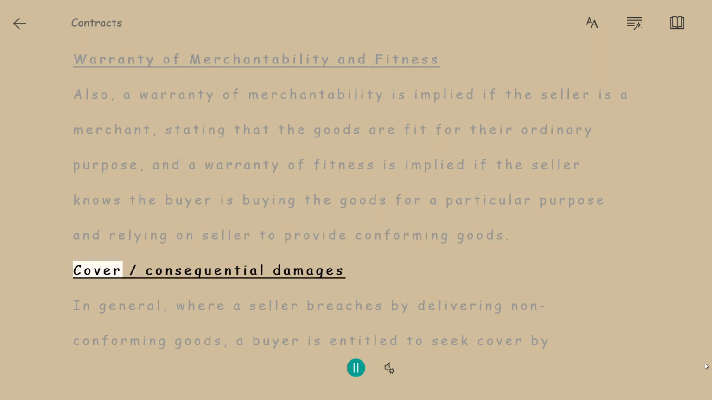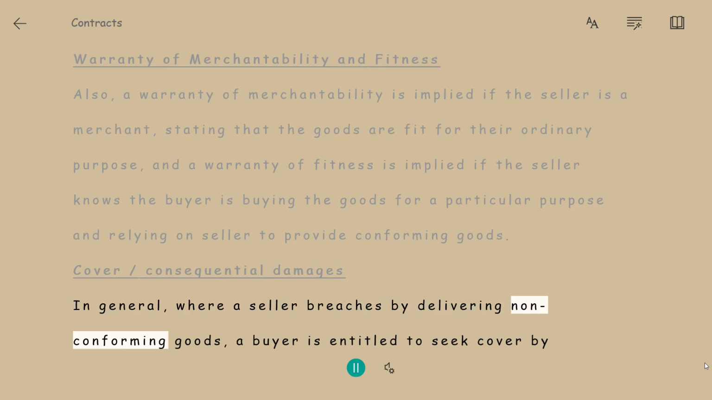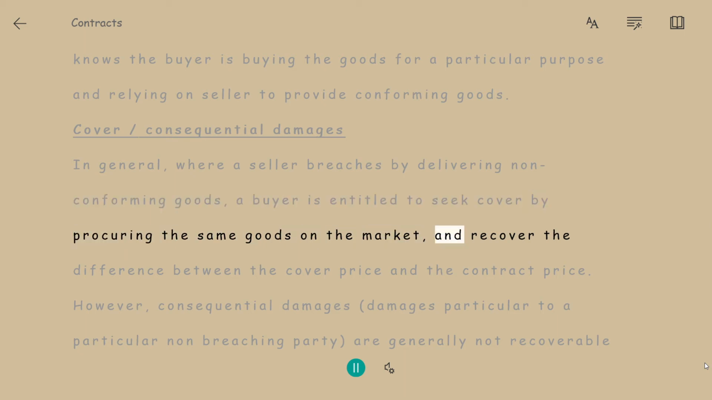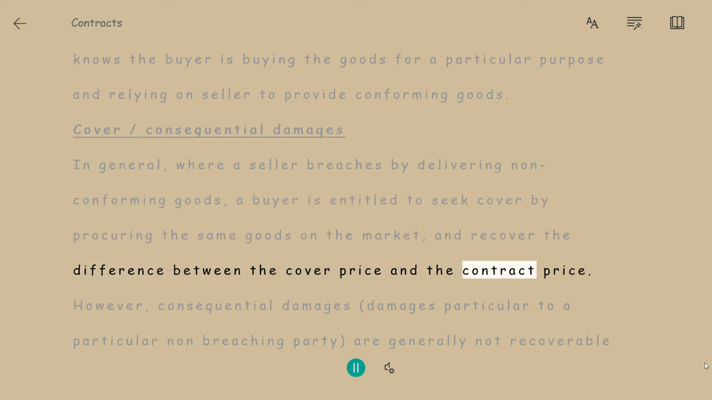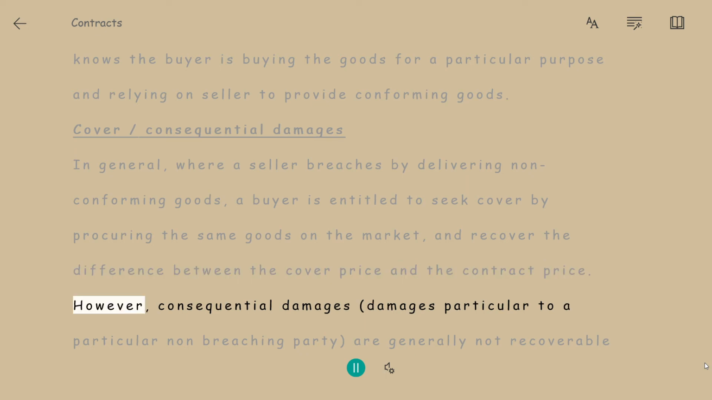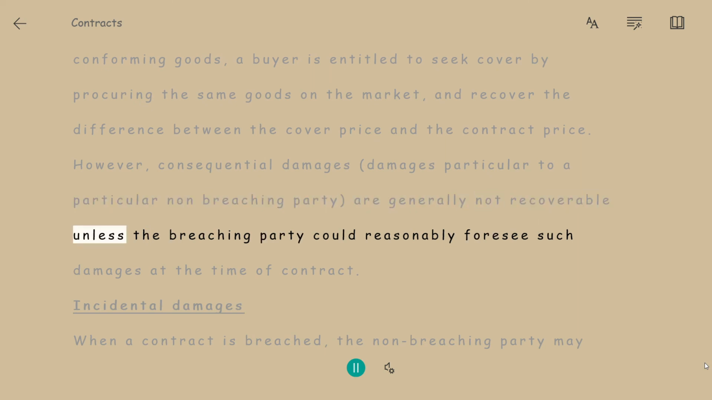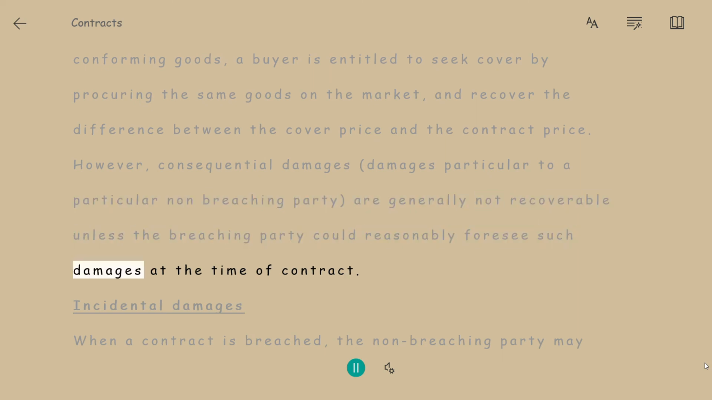Cover/consequential damages. In general, where a seller breaches by delivering non-conforming goods, a buyer is entitled to seek cover by procuring the same goods on the market and recover the difference between the cover price and the contract price. However, consequential damages particular to a non-breaching party are generally not recoverable unless the breaching party could reasonably foresee such damages at the time of contract.